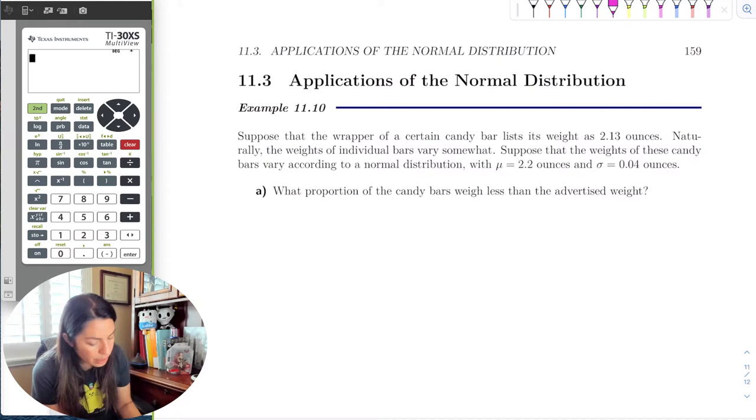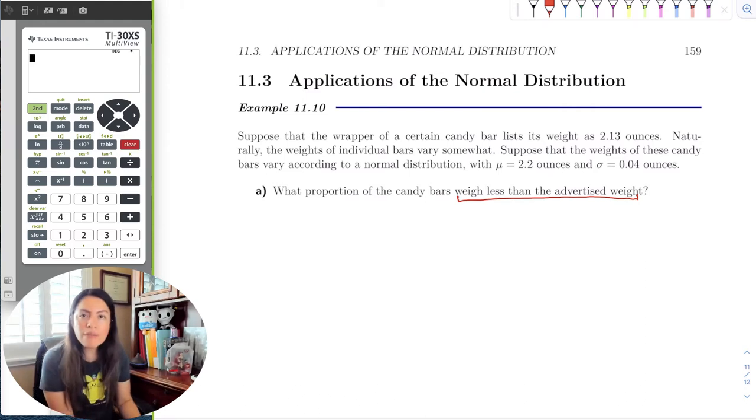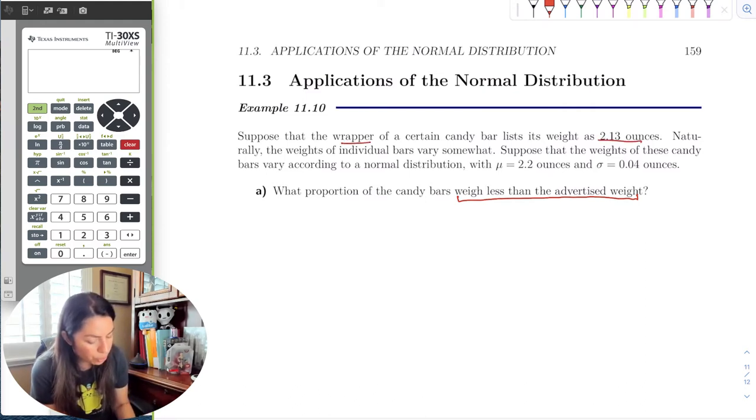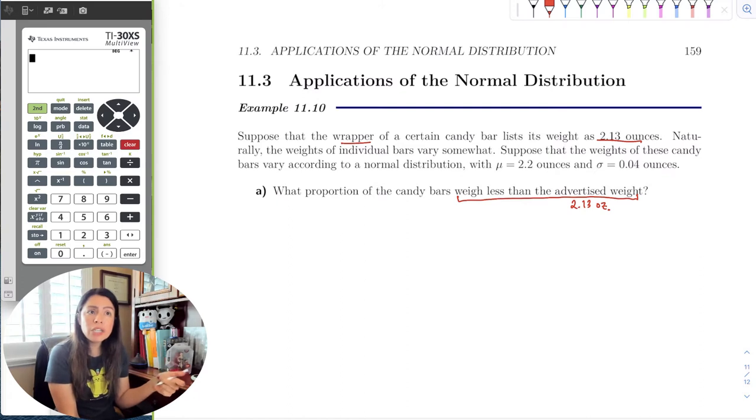So here they're saying weigh less than the advertised weight. Well, what were they advertising on the wrapper? They said the wrapper is 2.13 ounces. So I know the mean, I know the standard deviation, and the advertised weight is 2.13, so that's the value of observation. This happens a lot, especially even with drinks and bottles.